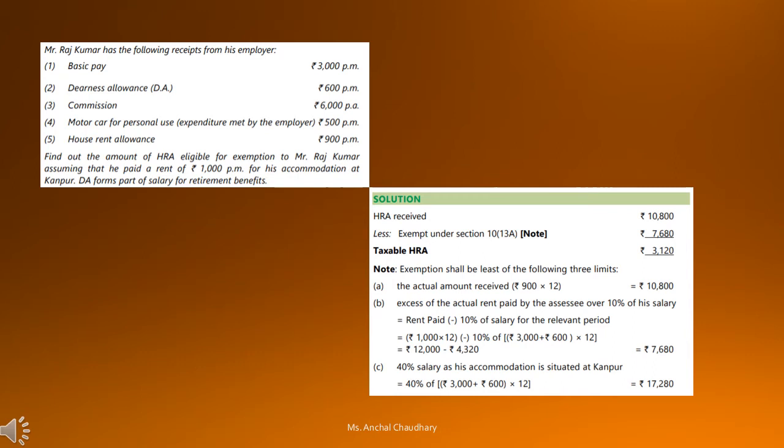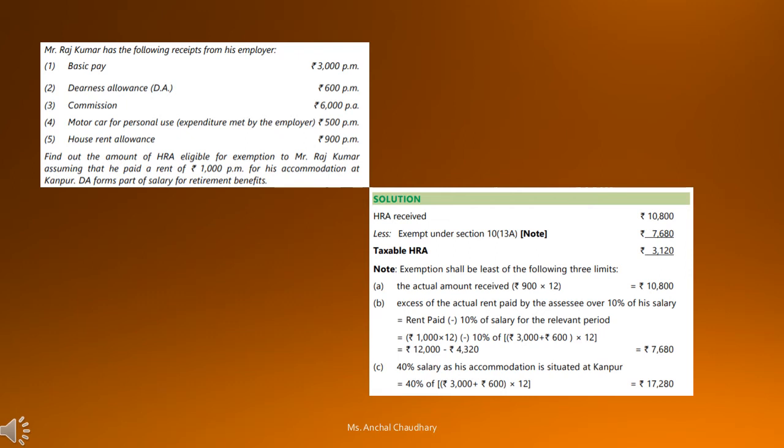So first of all, this is a case of the second situation, because it is mentioned that the person belongs to Kanpur, not from the metro cities. So we will consider 40%. First of all, what you have to write down is you have to find out the actual amount which Mr. Rajkumar has received. That is your 900 per month. Please see, HRA received is 900 per month. So you have to calculate it into your yearly amount. That will be your 10,800.